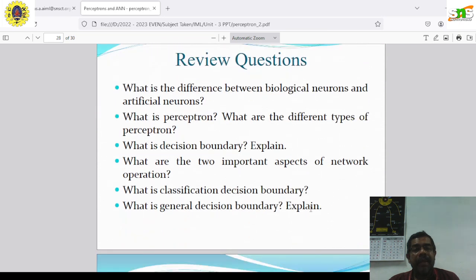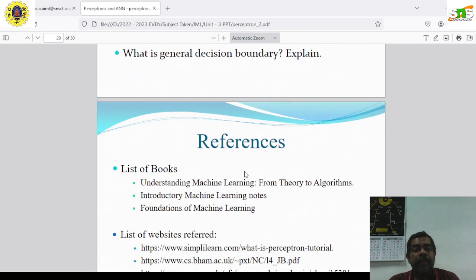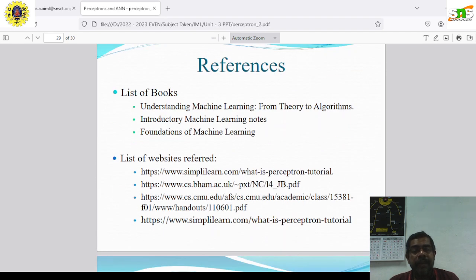And now finally we come to the conclusion of the perceptron. I hopefully believe you know the difference between biological neurons and artificial neurons, what the perceptron is, what the different types of perceptron are, what the decision boundaries are, what the two important aspects of neural operation are, what the classification decision boundary is, and what the general decision boundary is. These are all important concepts behind the perceptron.